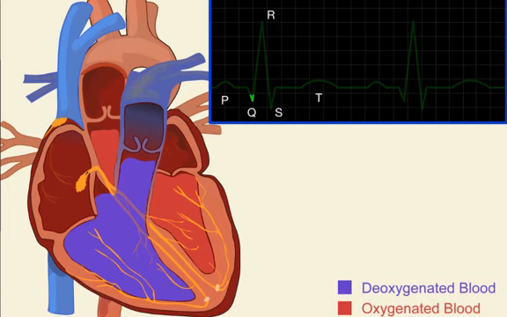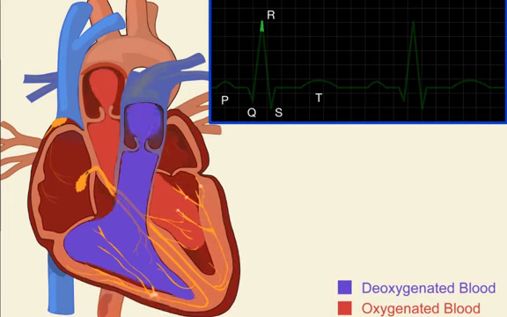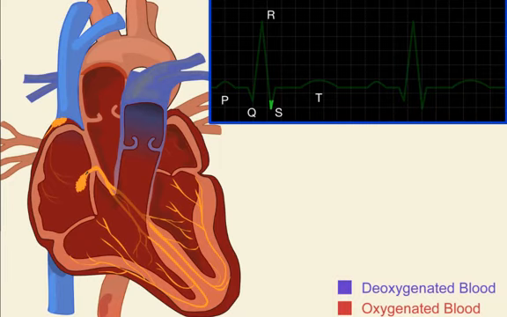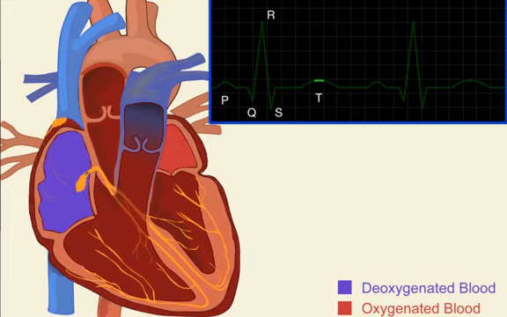And finally, the signal travels through the Purkinje fibers, which causes the ventricles to contract and thus pump blood from the right ventricle into the lungs and from the left ventricle into the rest of the body. This is represented by the R and S wave. The last T wave represents the recovery of the ventricles.